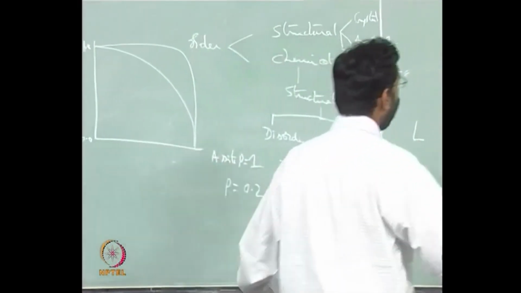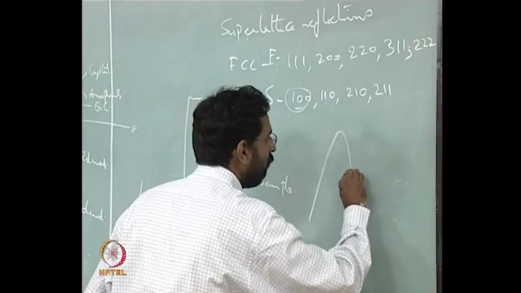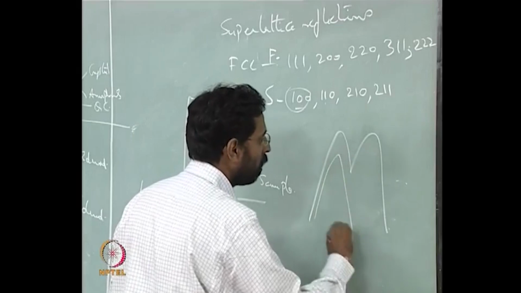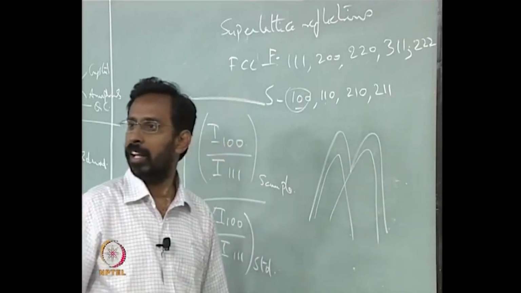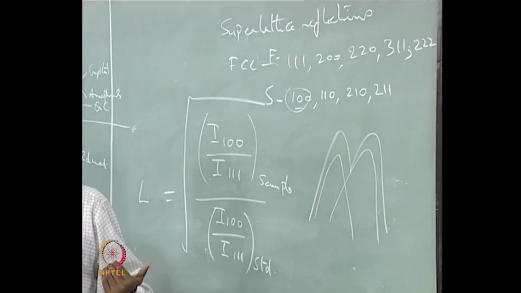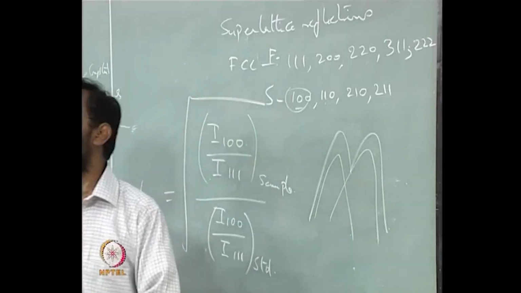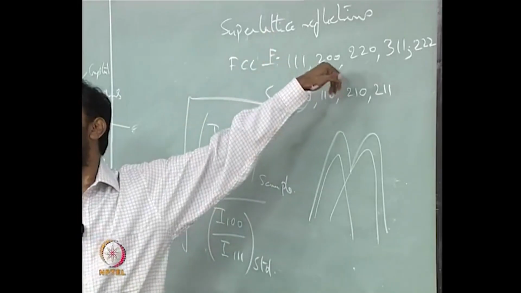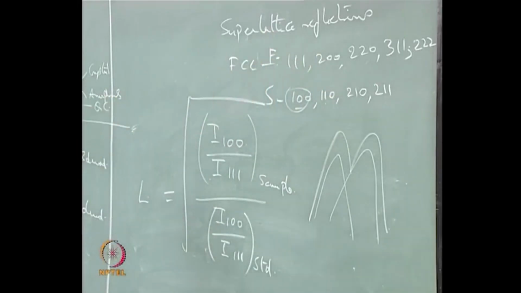If there is a small shift, something like this, then you can do a deconvolution. If the two peaks are not actually shifted at all, they are exactly falling one above the other, you cannot use that. Then you should go to some other peak which does not overlap with any peak of the second phase.